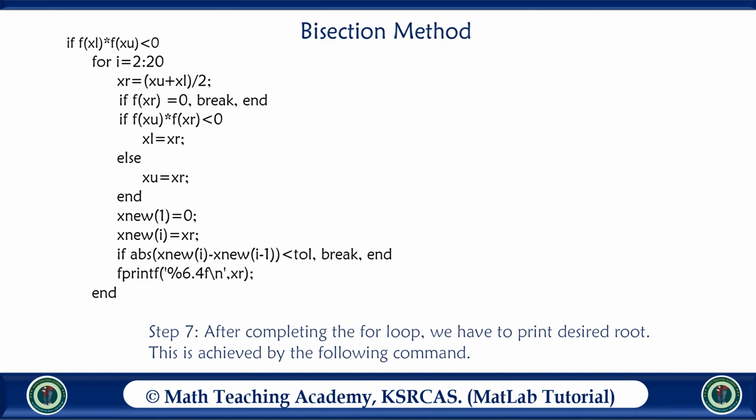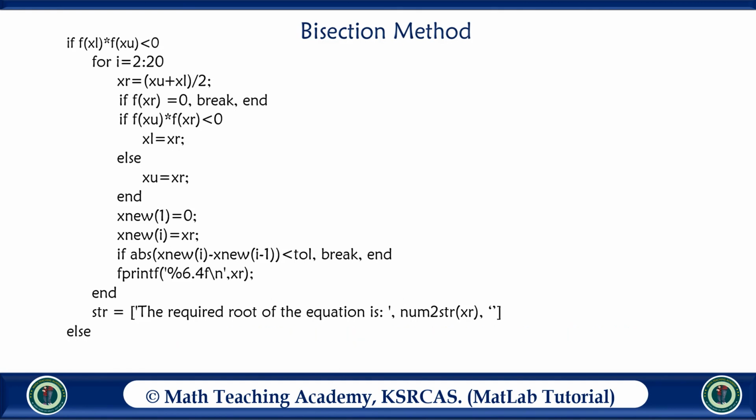Now step 7. After completing the for loop, we have to print the desired root. This is achieved by the following command: str is equal to the required root of the equation is num2str of xr. This command will convert the computed root into a string, and then it is printed with the help of the str command.